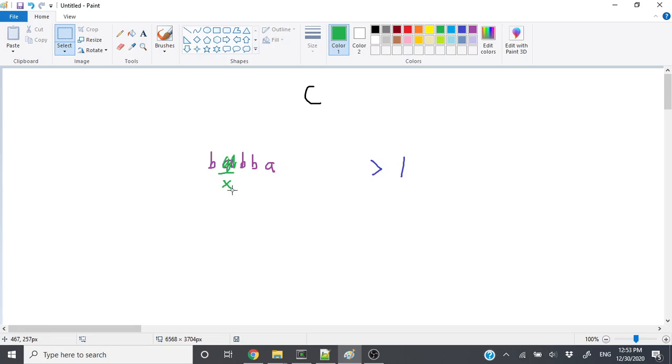So the question is, what even constitutes a palindrome? Like, for example, in this string, we have these palindromes. This one, and this one. I think that's it.